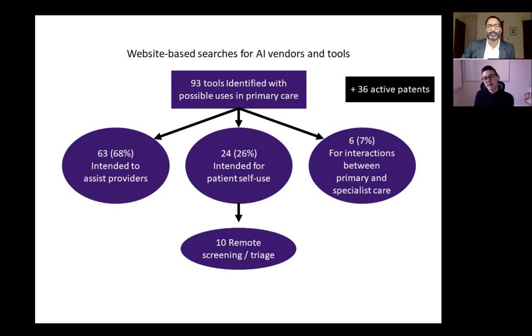So these are tools that are telling patients, use this to decide whether or not you should try and book an appointment with your primary care physician, for example. And then a few of them also looking at interactions between primary care and specialist care. So we can move on to some examples. And also there were 36 active patents. These are things that are not out there yet, but people have said, okay, we're developing this, we want the rights to it, and just again shows this is a very active area. It's a lot of development.